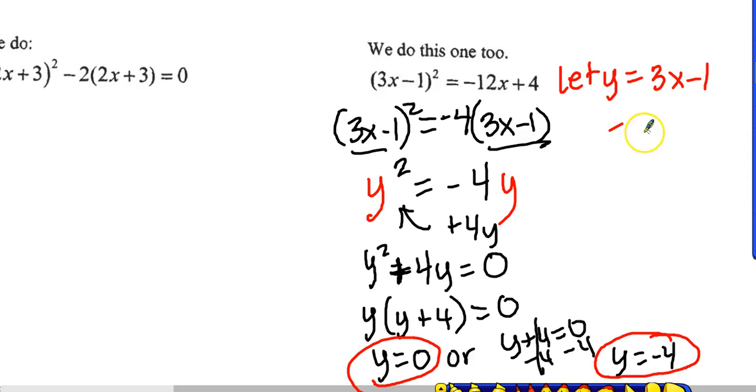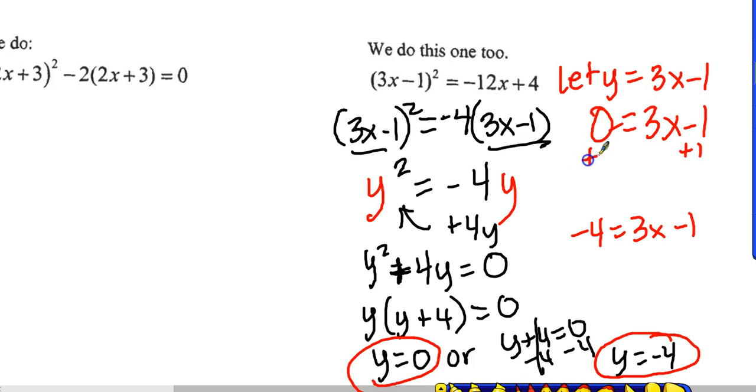All right, now we're going to plug it in. So we're going to say, what is y? y is 0, right? And we're going to do 0 equals 3x minus 1. We're also going to do negative 4 equals 3x minus 1. So we can solve for x.